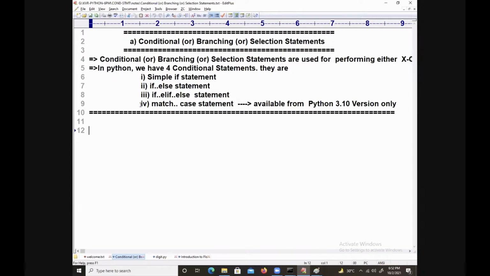Conditional statement, one thing is left out. Match case statement is there. Match case statement, I will let you know, dear students, all of you, because we have to learn it very deeply.